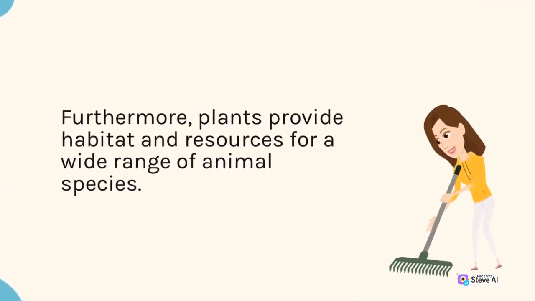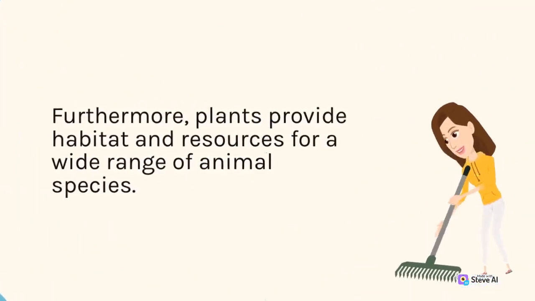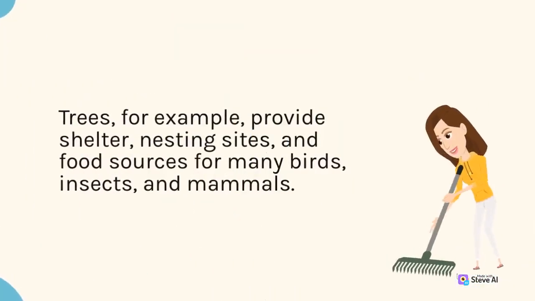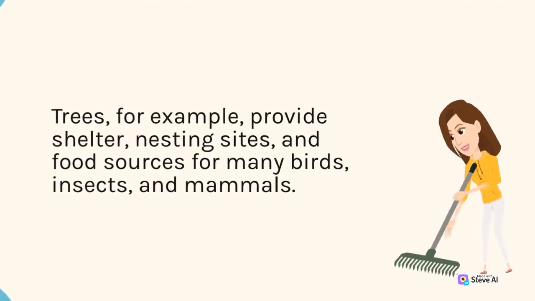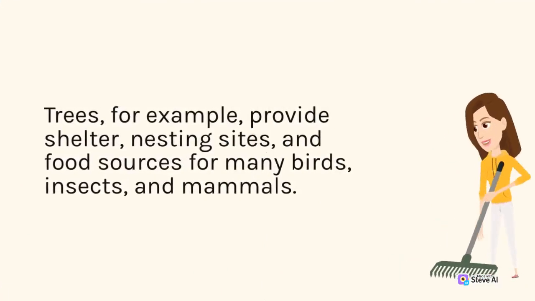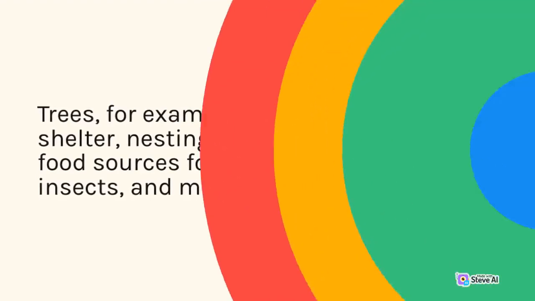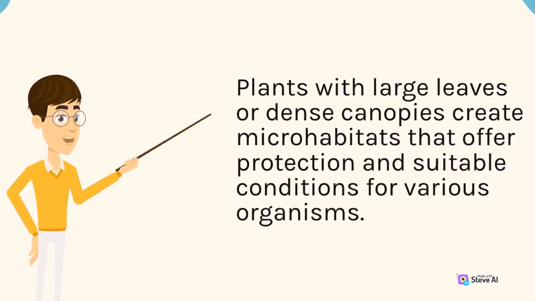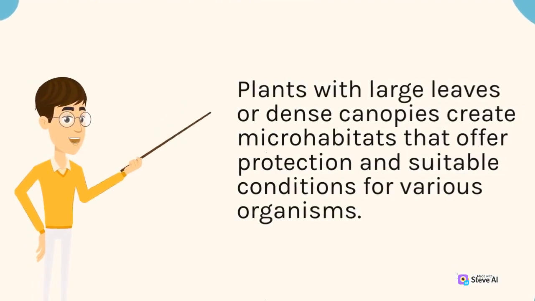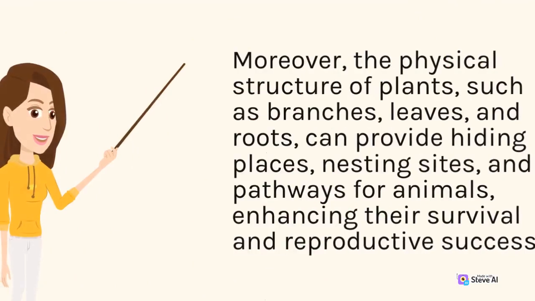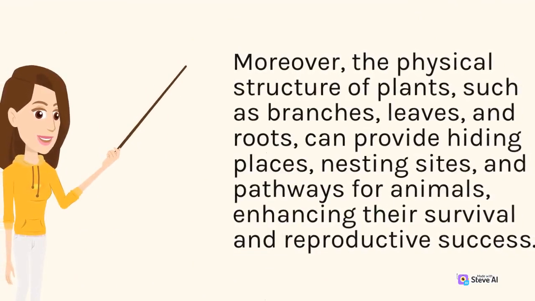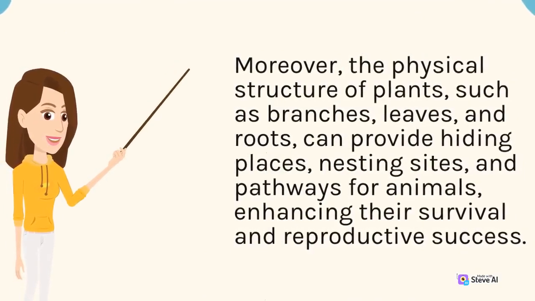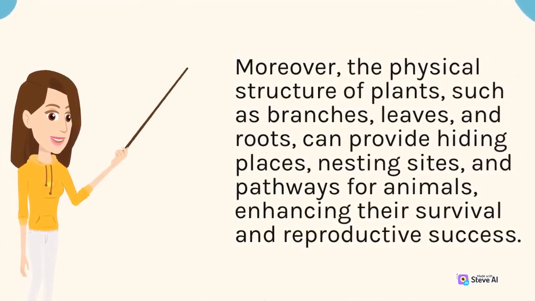Furthermore, plants provide habitat and resources for a wide range of animal species. Trees, for example, provide shelter, nesting sites, and food sources for many birds, insects, and mammals. Plants with large leaves or dense canopies create microhabitats that offer protection and suitable conditions for various organisms. Moreover, the physical structure of plants, such as branches, leaves, and roots, can provide hiding places, nesting sites, and pathways for animals, enhancing their survival and reproductive success.